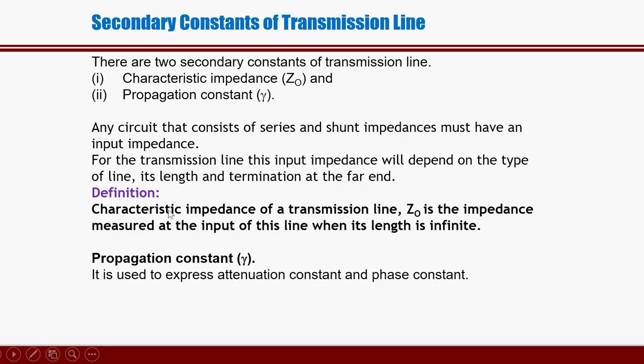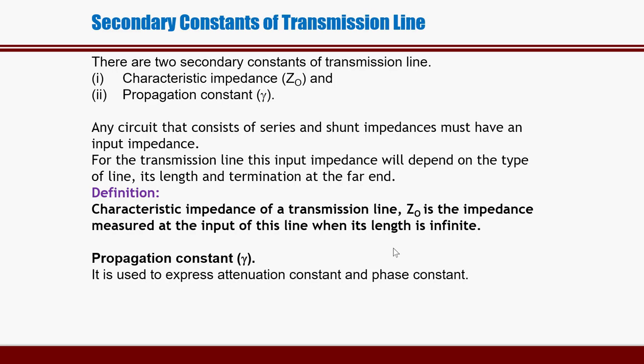So, how is it defined? The characteristic impedance of a transmission line, that is Z0, is the impedance measured at the input of the line when its length is finite. So the characteristic impedance for a finite length transmission line is measured as an input impedance at the sending side, and it is measured in ohms.